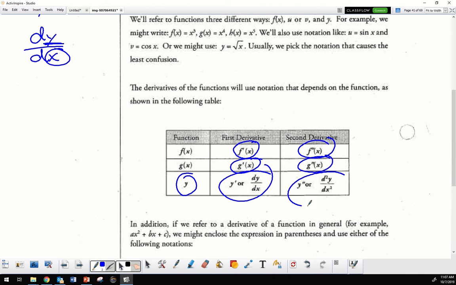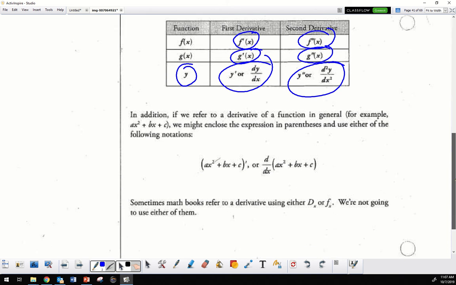So these are important. y double prime is d squared y over dx squared. If you notice the notation, the second derivative has d, d of y, and d of x. Second derivative of that. So it's super important that we understand what it's asking for and what it gives us.